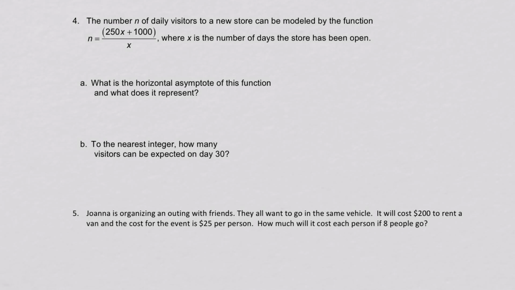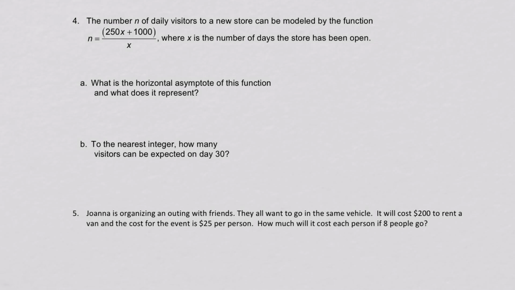Alright, let's look at number 4. It says the number n of daily visitors to a new store can be modeled by the function n equals 250x plus 1,000 all over x, where x is the number of days the store has been open. Part A, what is the horizontal asymptote of this function and what does it represent?